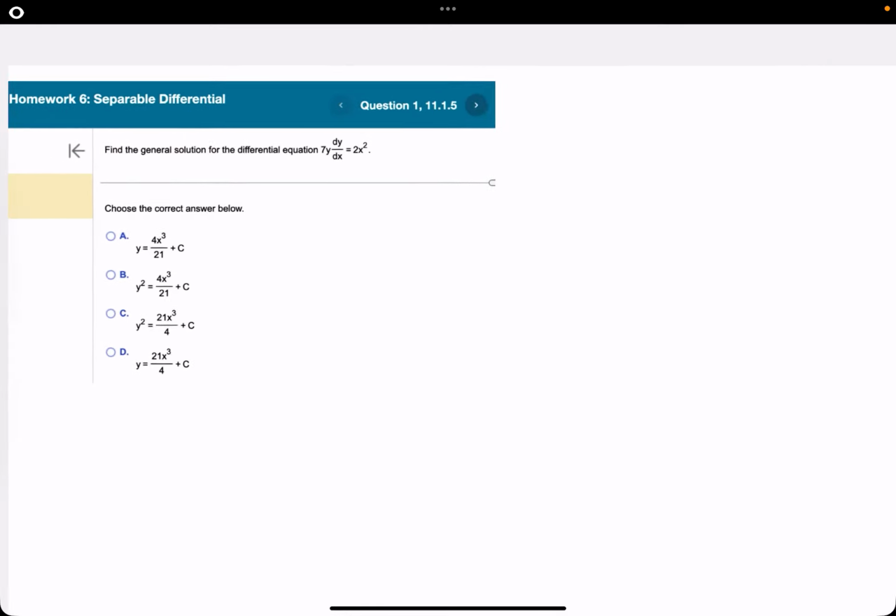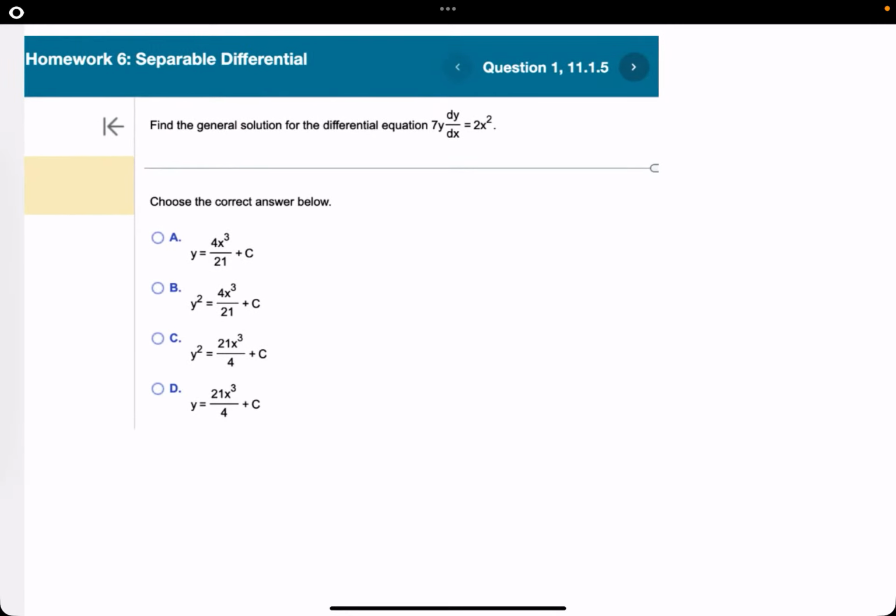Okie dokie. Welcome to homework 6 for 1026, starting with number 1. Let's see how many questions we can get through here. Find the general solution to this.